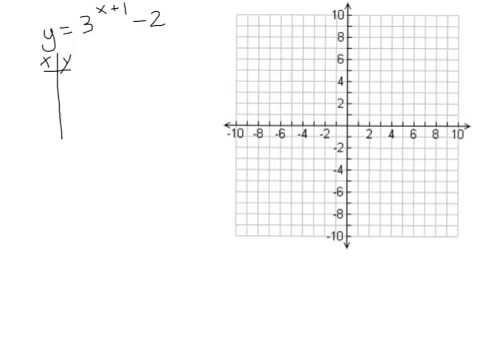3 to the 0 is 1. 3 to the first is 3. 3 to the second is 9. That's basically the right side of the graph. 3 to the negative first is 1 over 3 to the positive first, so that'd be 1/3. And then 3 to the negative second would be 1 over 3 to the positive second, which would be 1/9. Okay.